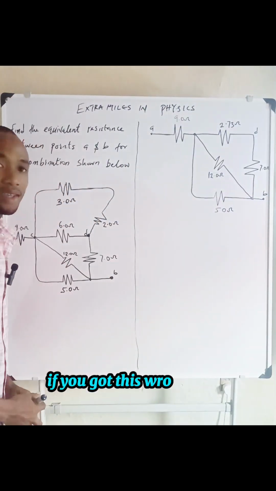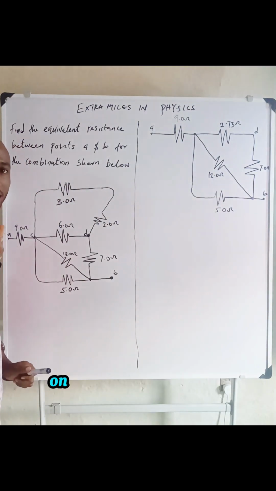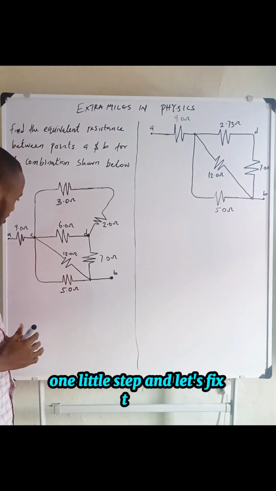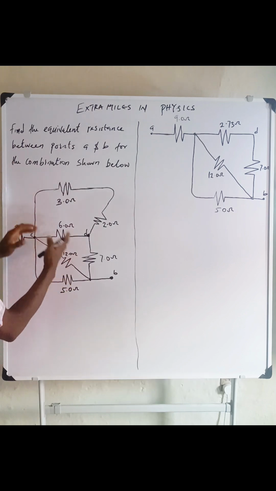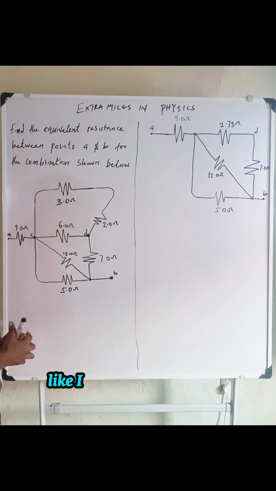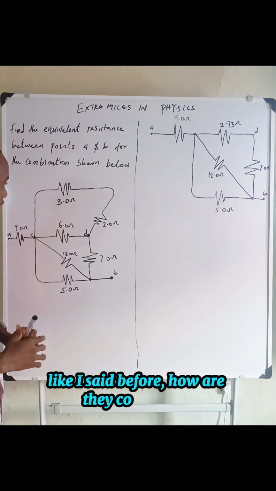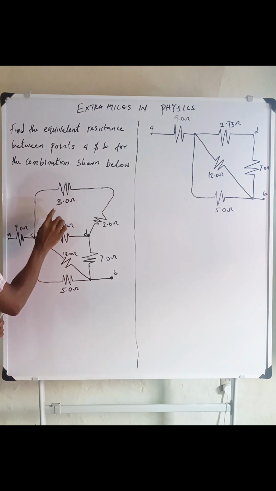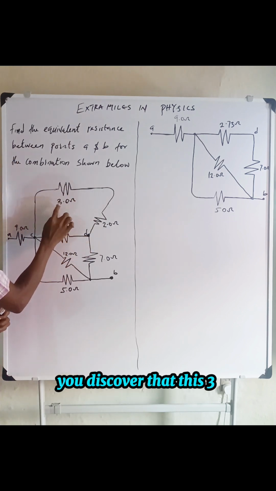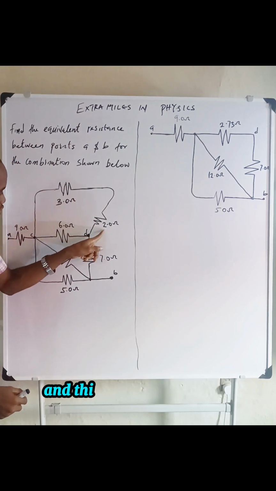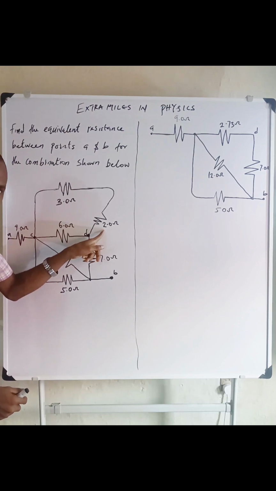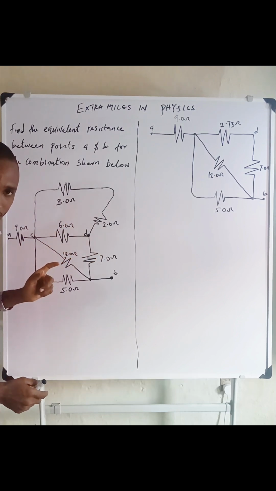If you got this wrong, it's simply because you failed one little step, and let's fix that. Now, if you look at this circuit, you discover that this and this circuit, like I said before, how are they connected? Let's start from here. You discover that this 3 ohm resistor and this 2 ohm are in series. And when circuits are in series, you simply do what?